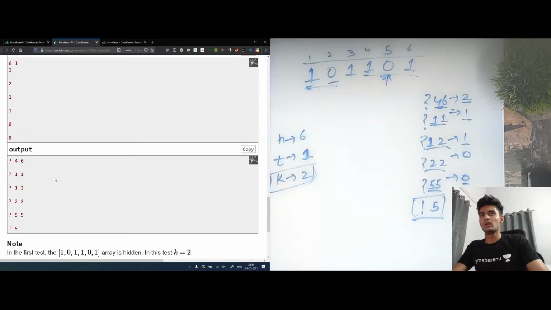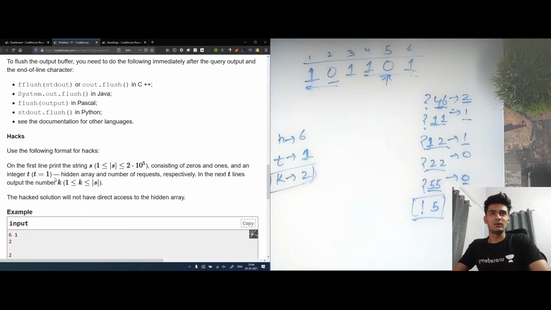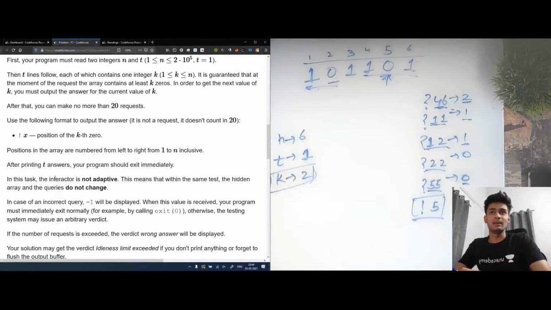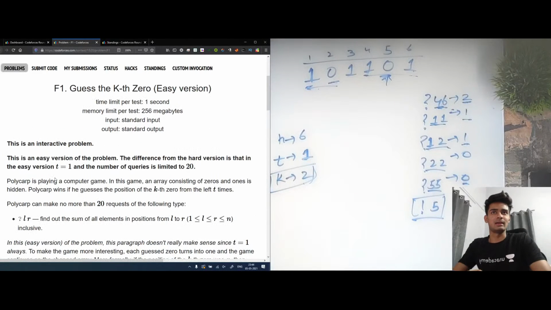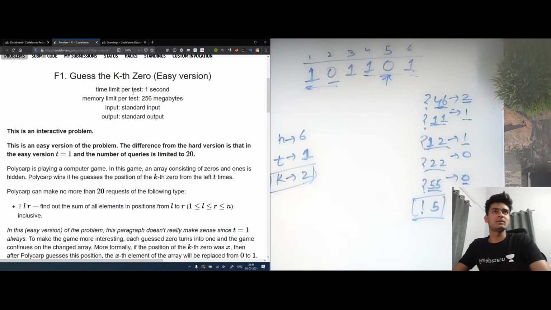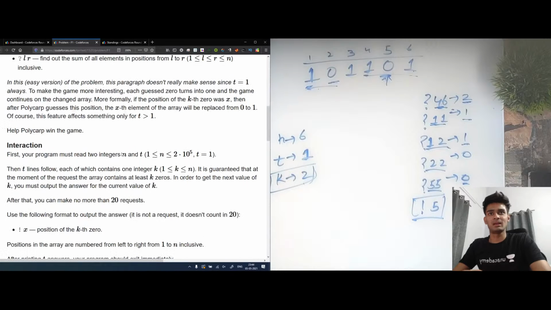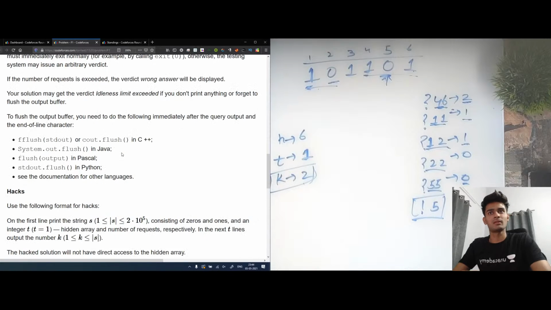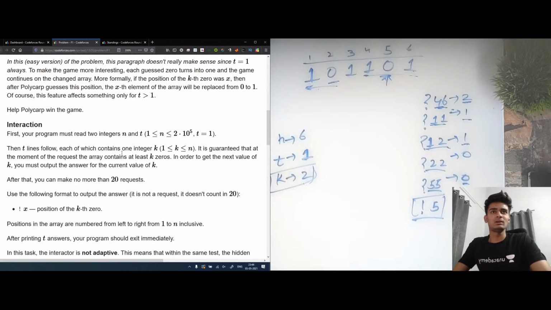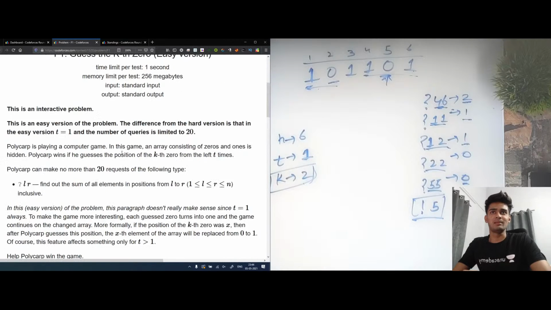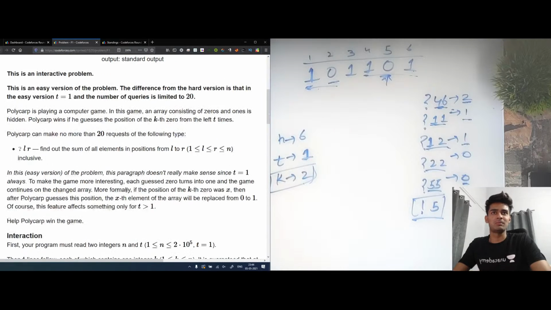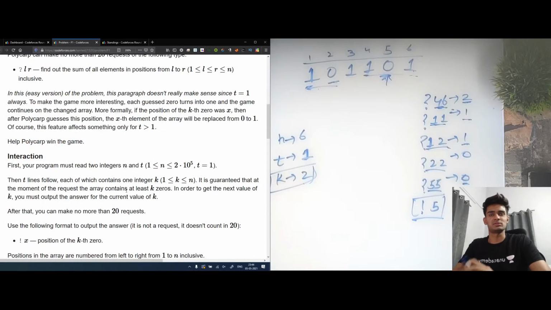Okay, cool. So there is one thing that I would like to tell everybody: at least in my case, almost 90% of the interactive problems that I have done are binary search. So whenever you are doing an interactive problem, just keep in mind that there is a very high probability that the problem will be solved using binary search.